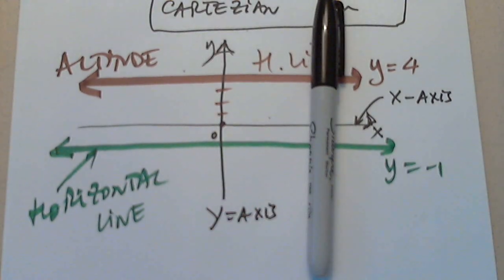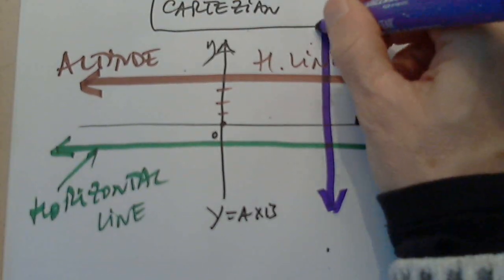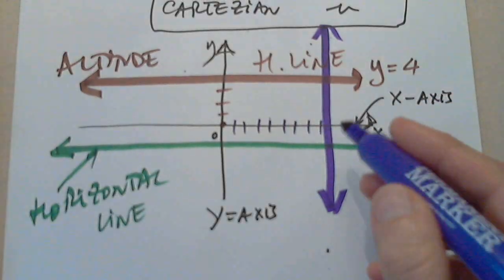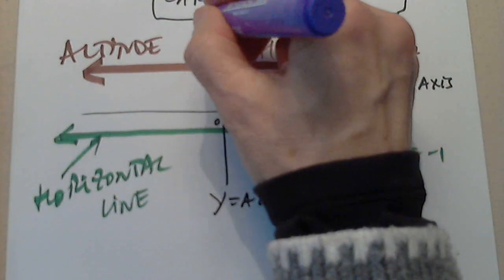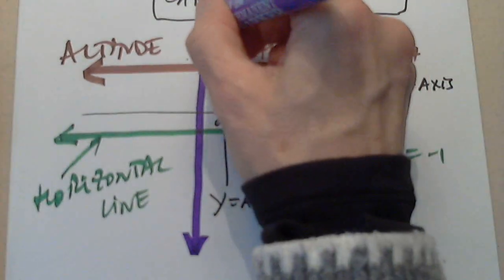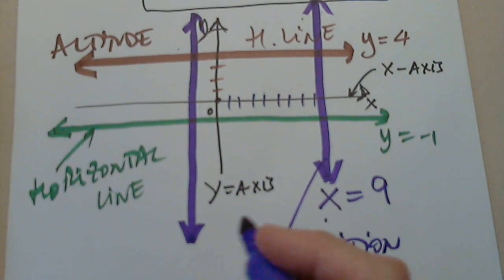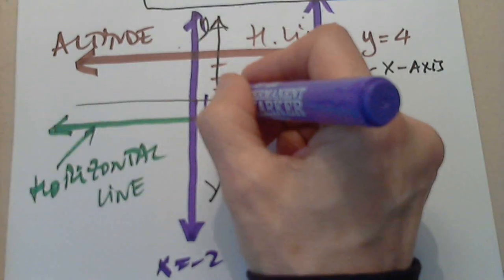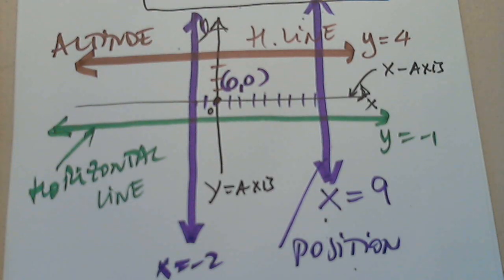Now, these lines are vertical lines, and they give the position. I can graph one here, but that will be the position, only x. Let's say 1, 2, 3, 4, 5, 6, 7, 8, 9. So this is x equals 9. Can I graph one here? Yes, as long as it's vertical. So this gives position. And this is x equals -2. This point here is the origin, 0, 0. 0 for x, 0 for y.